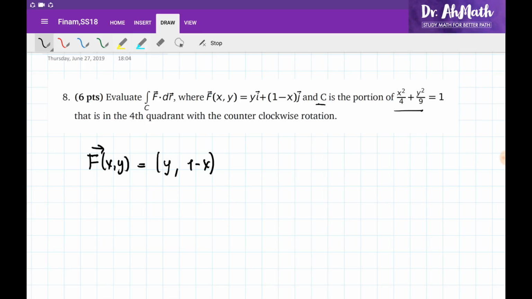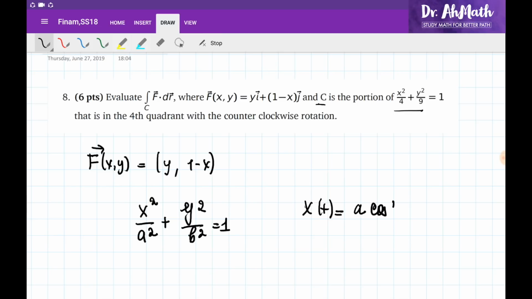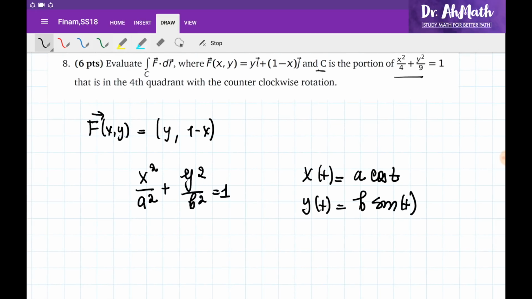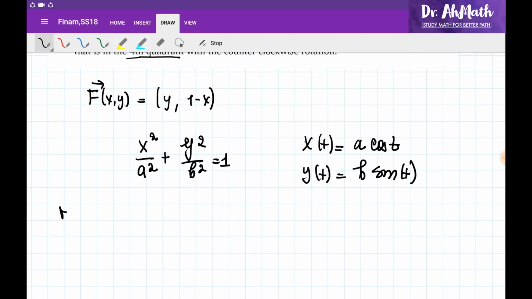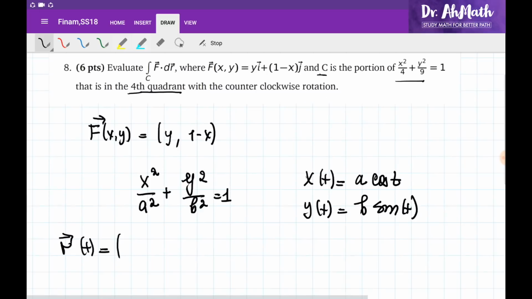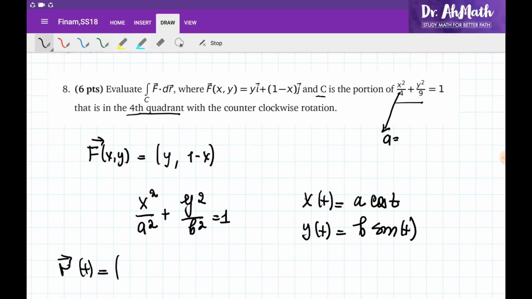So if you remember, if you're given the equation of the ellipse in the form x squared divided by a squared plus y squared divided by b squared is equal to 1, we could write down the parametric equation of the ellipse in the form x of t would be a multiplied by the cosine of t, and y of t could be written as b multiplied by the sine of t. So what we need to do is define this curve first of all. So the ellipse as a vector function can be written as, in our case, a is equal to 2 and b is equal to 3, right? So here it should be a squared, which is 4, and b squared, which is 9.